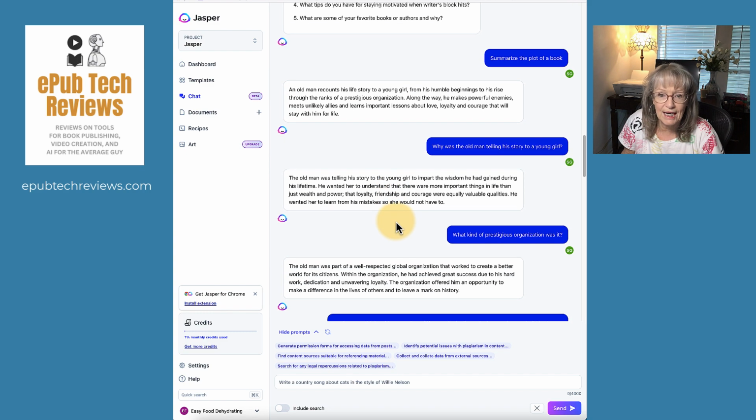Yes, you can achieve the same probably in ChatGPT, but I would say that you pay the $20 a month, which is extremely reasonable, so you will be able to log into ChatGPT. You can always log into Jasper.